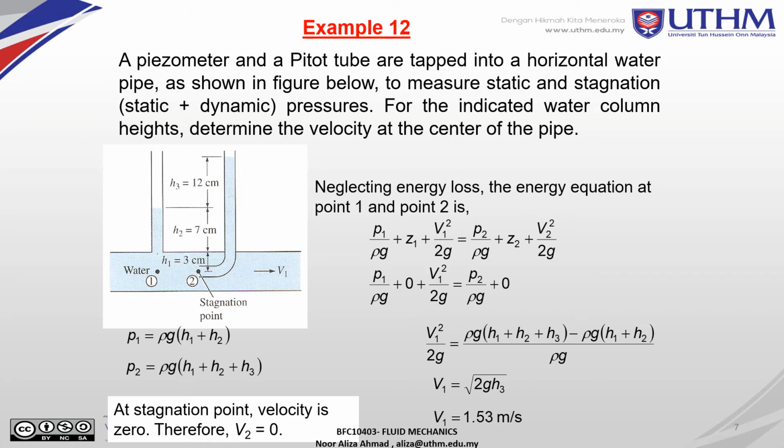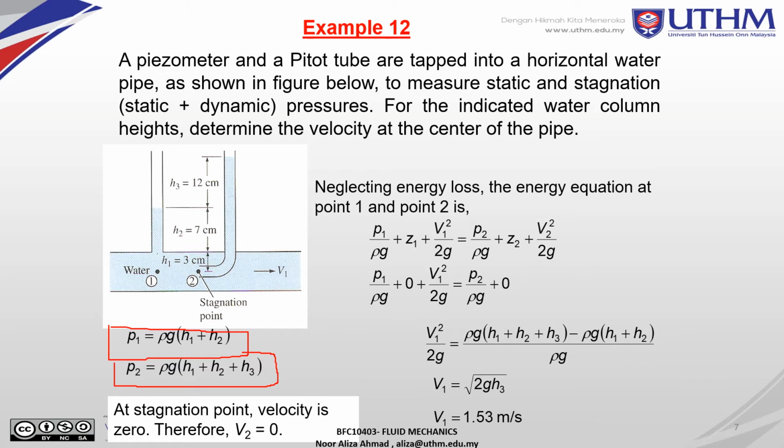Okay, using chapter 2, we know the pressure at point 1 and the pressure at point 2. Pressure at point 1 is rho g times (H1 plus H2), and pressure at point 2 is rho g times (H1 plus H2 plus H3). So we get P1 and P2 here.